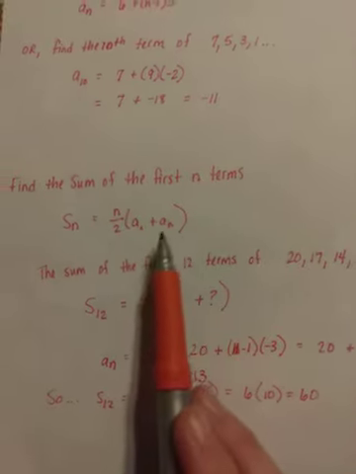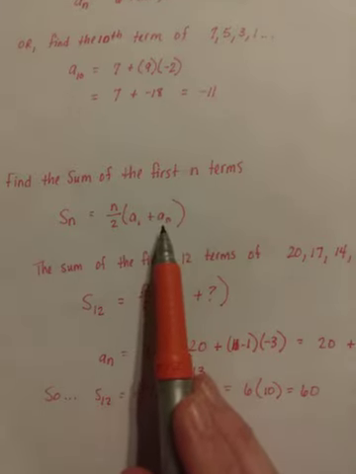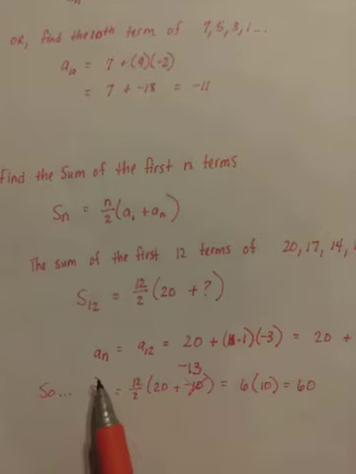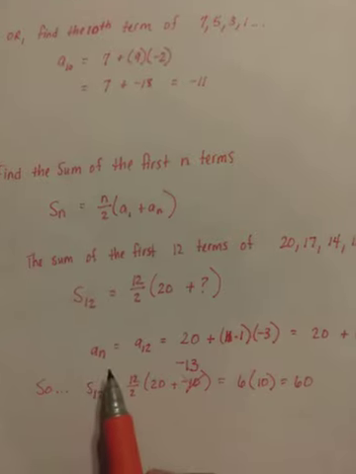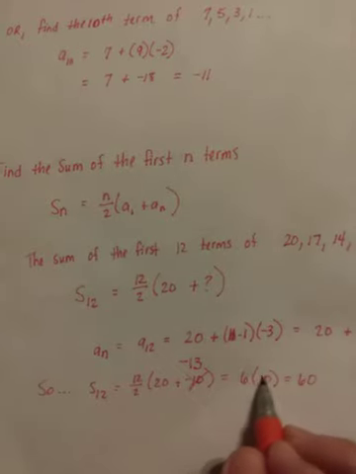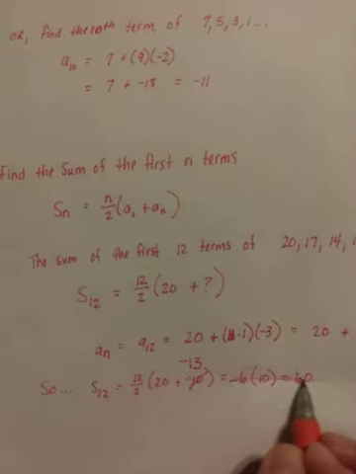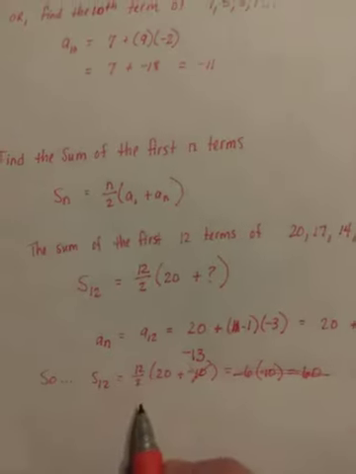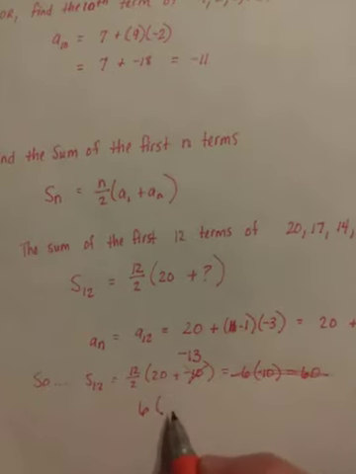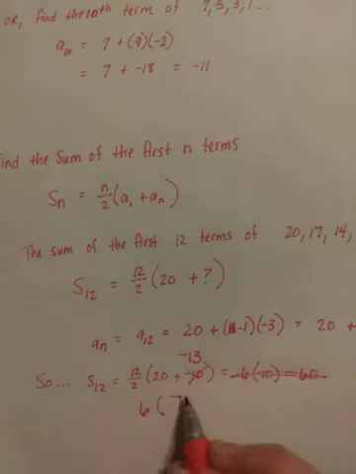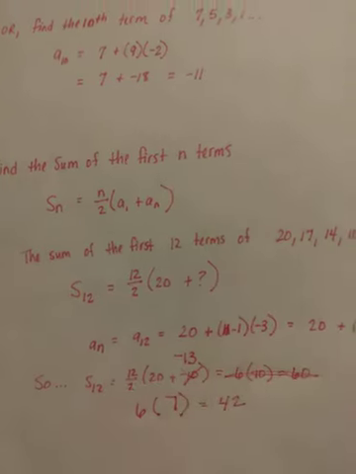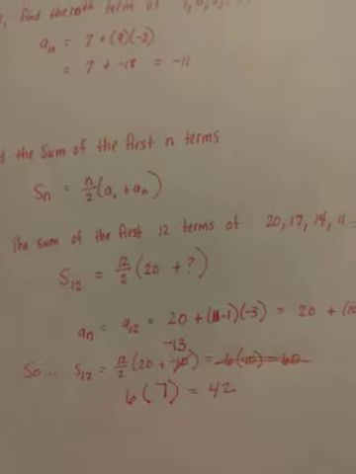Once I know a sub n, which if we're asking for the 12th term, a sub n is the 12th term. I figured out the 12th term with my other formula, and I can stick it in here now and cross out my miscalculations. And then I can say 6 times 20 plus negative 13 is 7. And I'm done. So the sum of the first 12 terms would be 42.